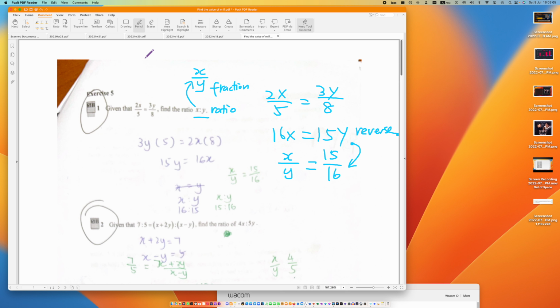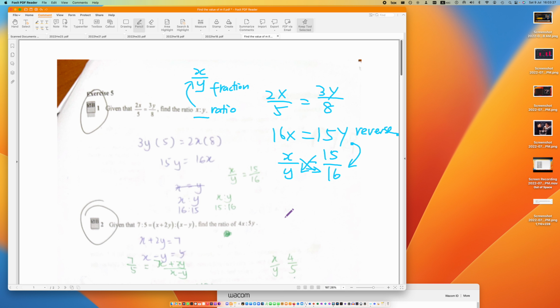What does reverse mean? This is cross multiply, right? So you cross multiply, you should get the above. Now the reverse of it is like I give you the above, and you need to get it back into this format. That's called reverse.